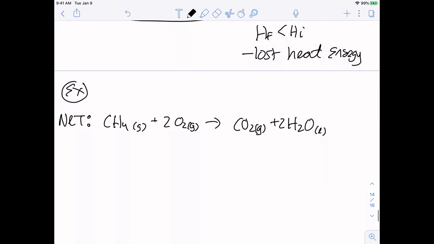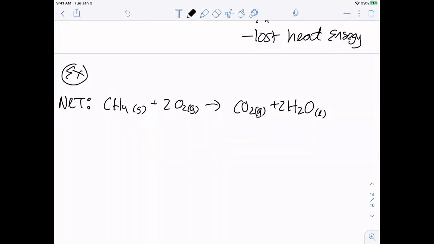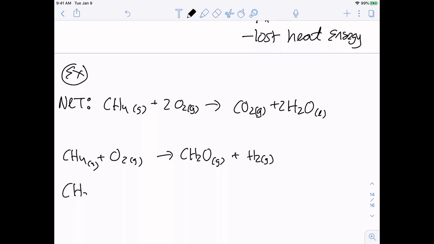And then the steps that make it up, we actually have 2 individual steps. My first one, I have methane plus oxygen gas. That methane's a gas also, sorry. Going to CH2O plus water gas. And then in my next step, I have CH2O gas plus another oxygen gas, and then that's going to carbon dioxide plus water gas.